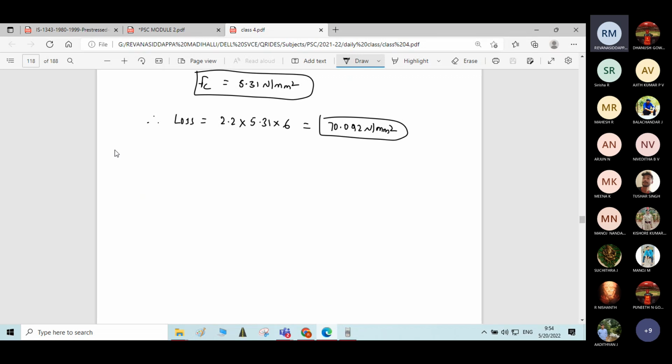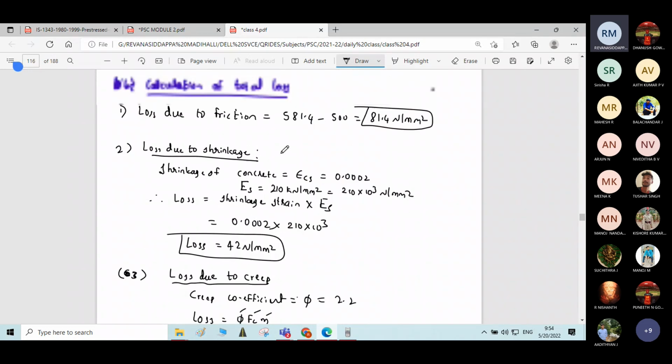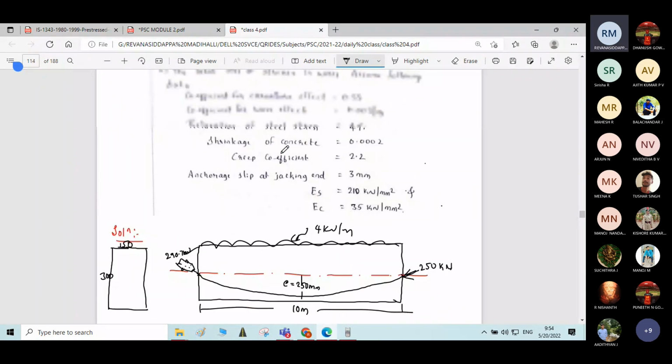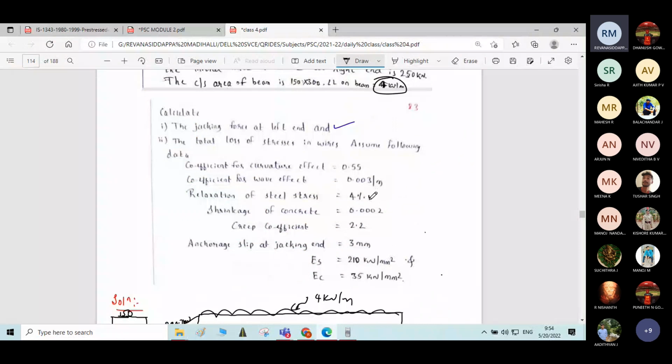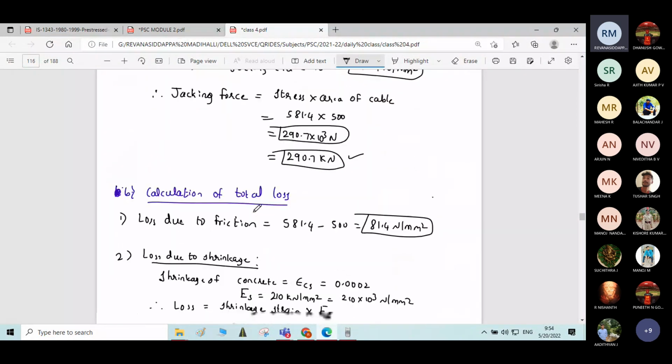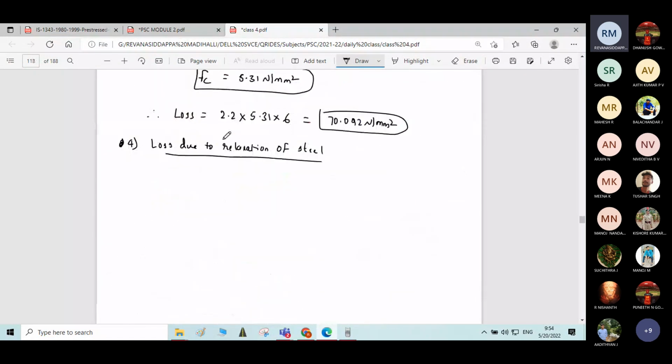Now the next type of loss remaining is the fourth one, loss due to relaxation of steel. Okay, it is a very simple calculation. It is calculated as a percentage of initial stress. It is directly given in the problem. Relaxation of stress in steel is 4%.